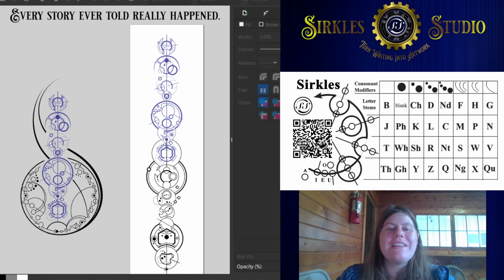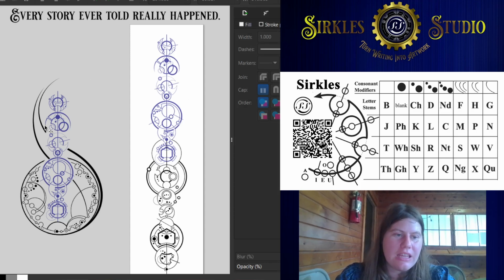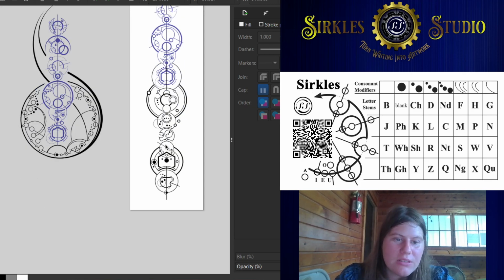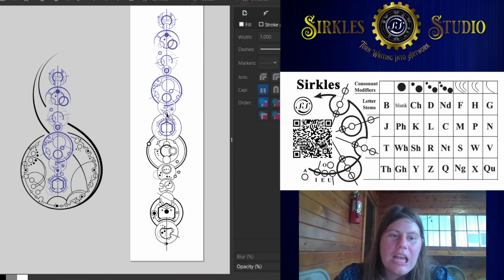They are two very different variations of an addition I added to this blue design. So you see the blue design here and here. This was an already existing and rather old design of mine, and I wanted to add the first half of the quote, which is every story ever told really happened. So in the black we have every story ever told really happened. And then this existing design says stories are where memories go when they're forgotten.